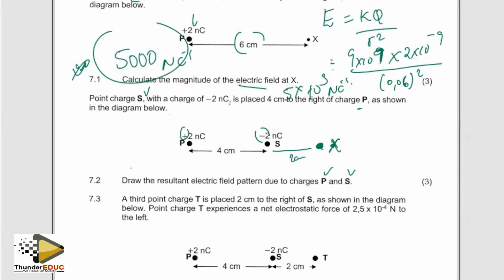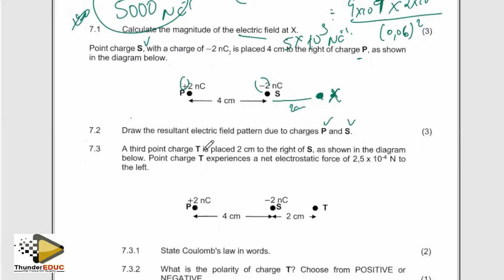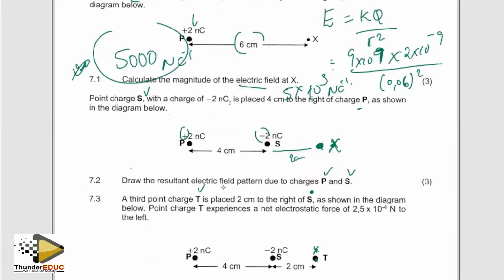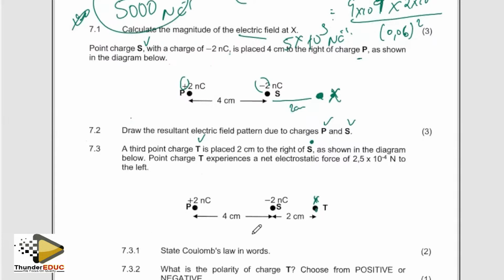Then 7.3, they're telling us that now there's a third point charge T that is placed 2 centimeters to the right of S. Now remember, this was point X, the same as the X point from the original. Now we are replacing X with just a charge T. Point charge T will experience a net electrostatic force of this much to the left, which means this force is kind of negative, the net, based on the direction.